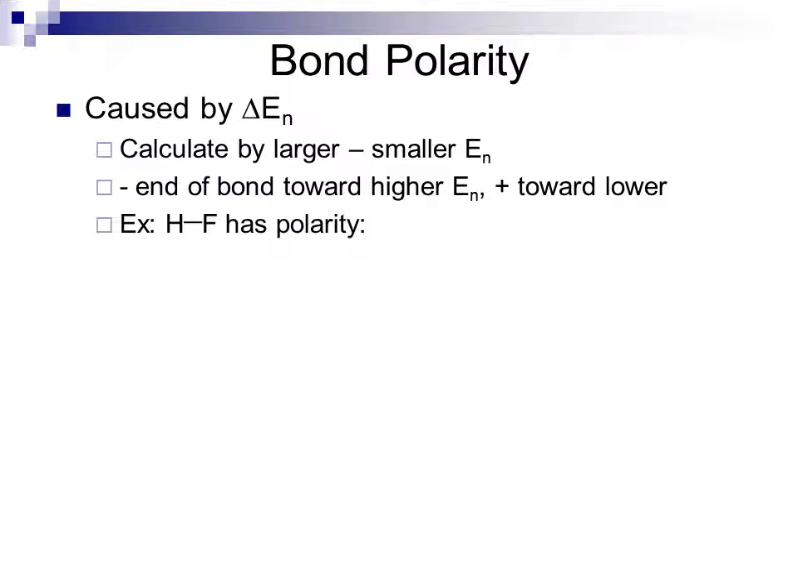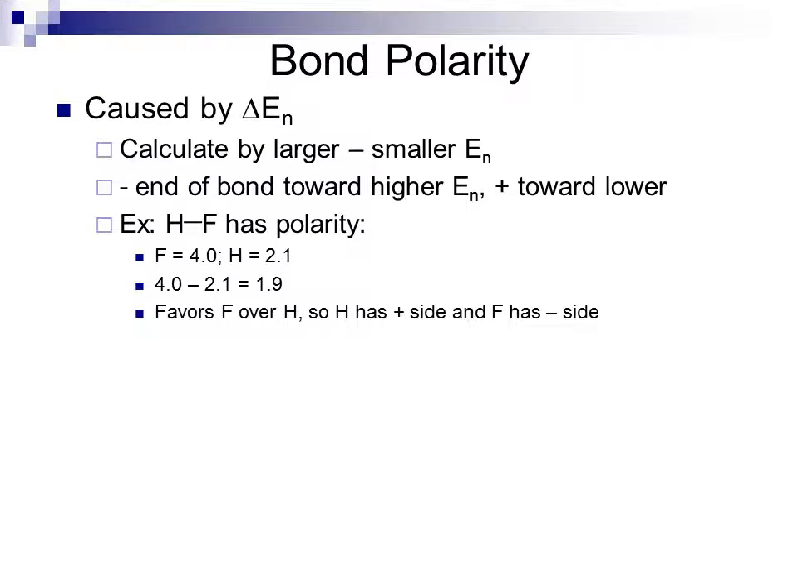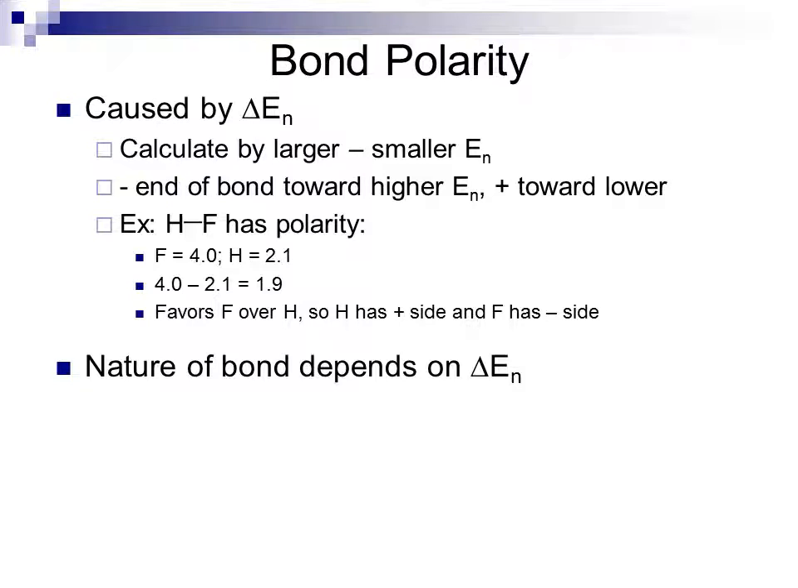For example, HF has polarity to it, the bond between hydrogen and fluorine. Fluorine is 4.0 and hydrogen is 2.1 on the electronegativity scale. The difference is 1.9. This is going to cause a polar bond where the negative end points towards fluorine and the positive end points towards hydrogen. So fluorine is favored over hydrogen, giving hydrogen the positive side and fluorine the negative side.